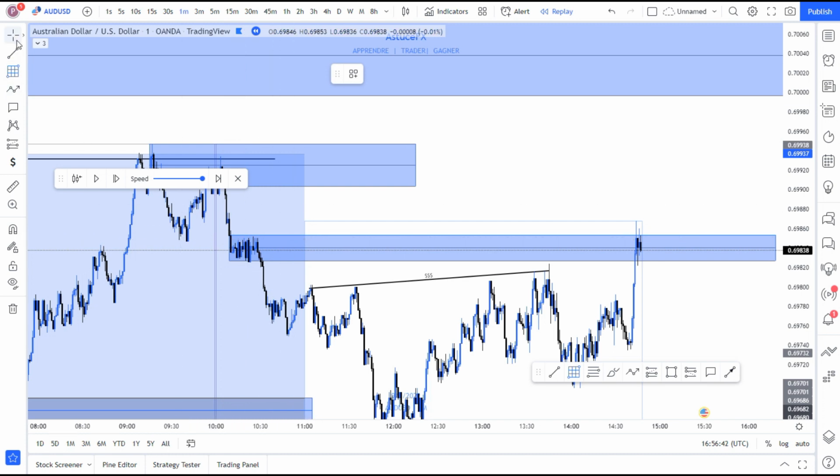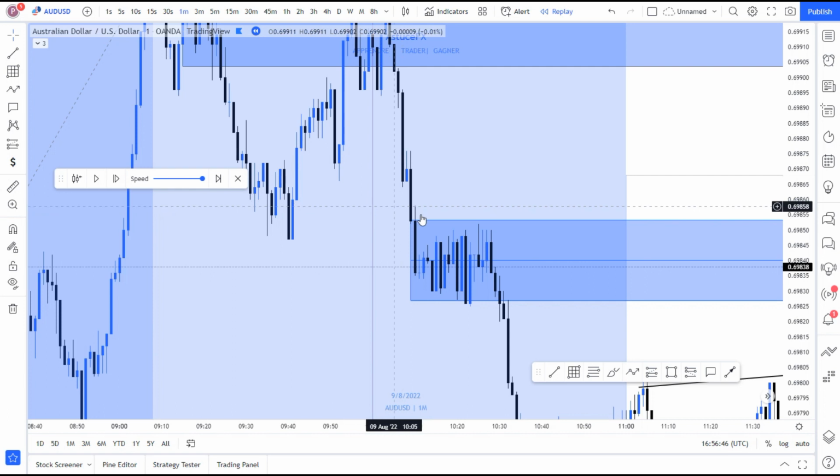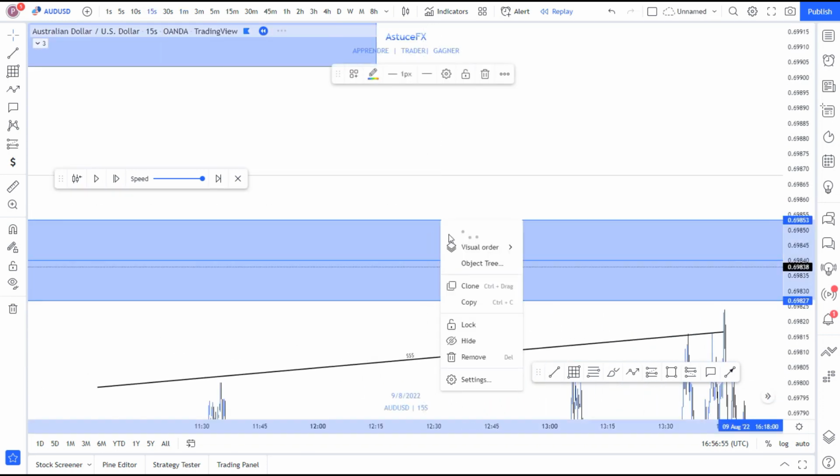This one for me is not really a valid OB. The reason is if I go to the lower time frame, you can see that we created some sort of triple highs. You see these three highs. This is actually triple highs. If I go to the second time frame, let me even check the second time frame. I can show you right now.